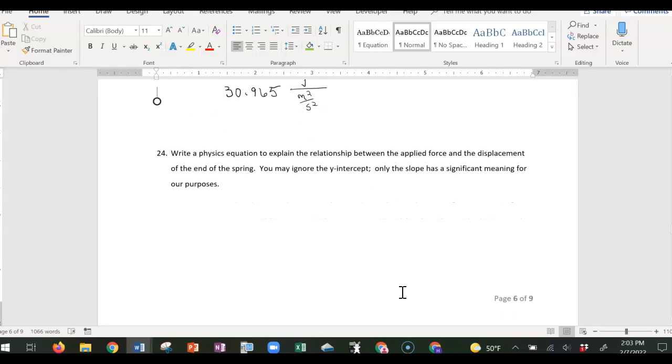Then you'll need to write a physics equation, and you can ignore the y-intercept. Remember that here the independent variable is the velocity squared. The dependent variable is the gravitational potential energy.